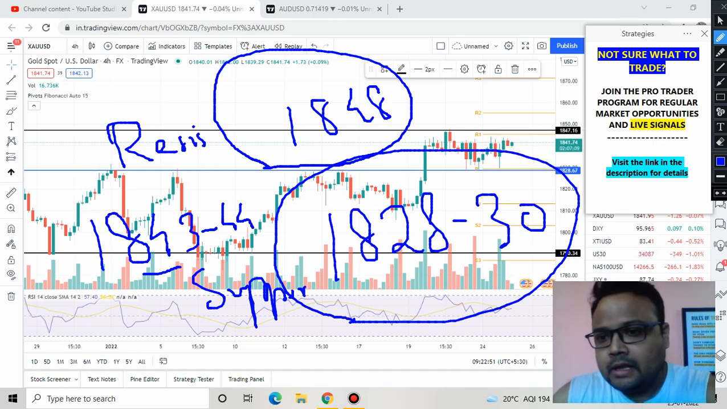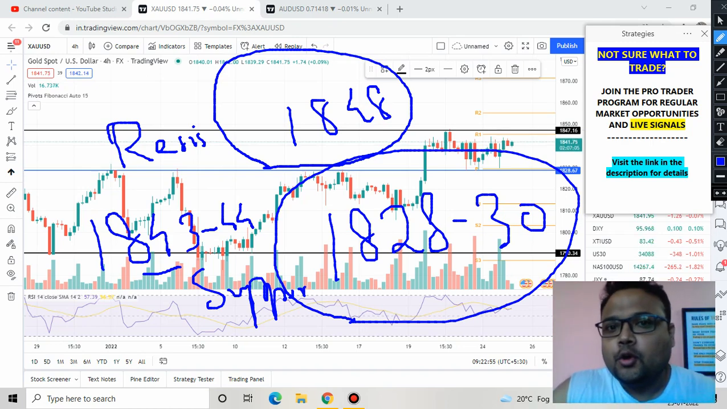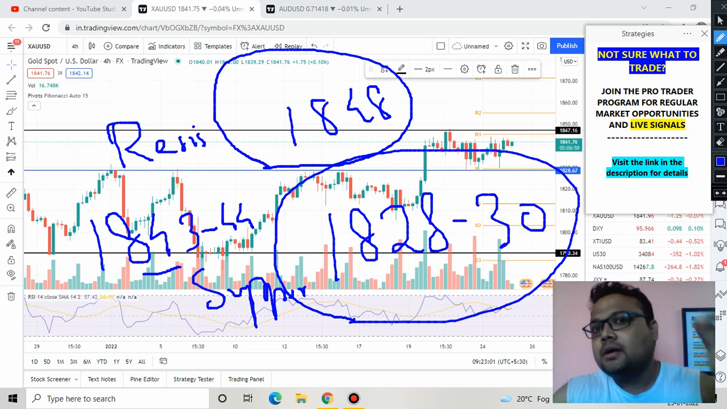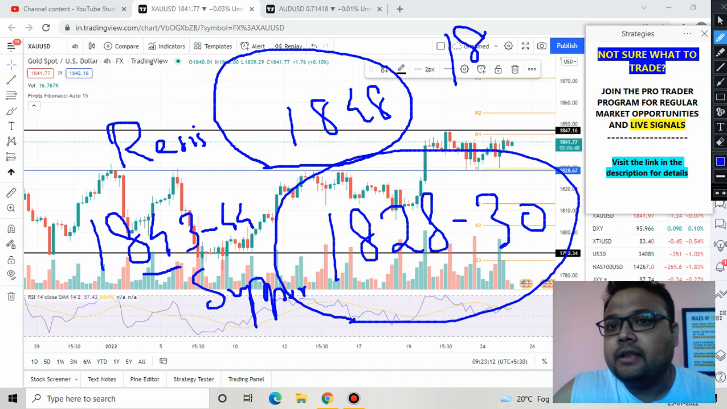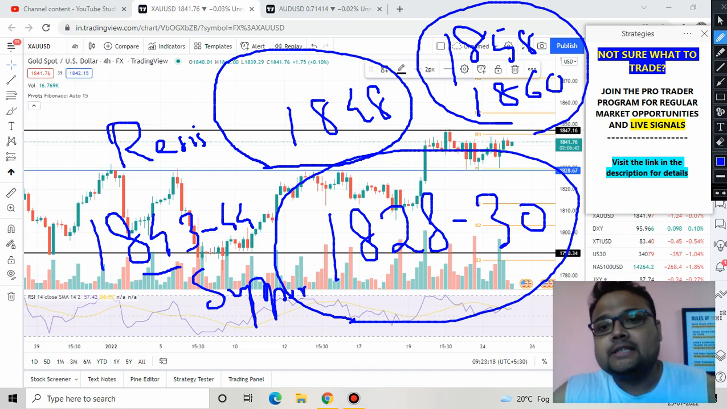Okay, and keep in mind, if gold breaks the level of 1848, then there is no proper resistance for the market right now. There may be a huge uprun for gold because the next big resistance on gold is only available at 1858 to 1860. Yes, this is the only big resistance for gold if it breaks the level of 1848.